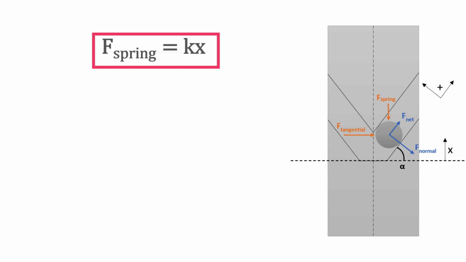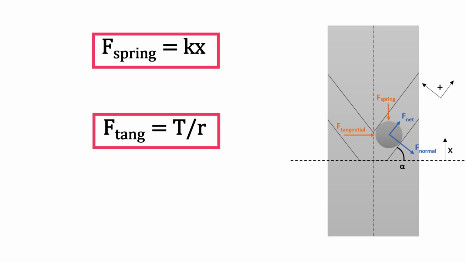The spring force is calculated with the spring constant and the deflection of the spring. The maximum deflection of the spring depends on the preload and the retraction distance of the hammer from the anvil. The tangential force is calculated by dividing the motor stall torque by the radius of the driveshaft.